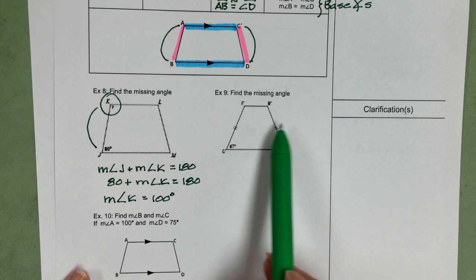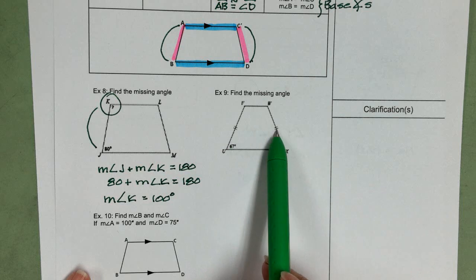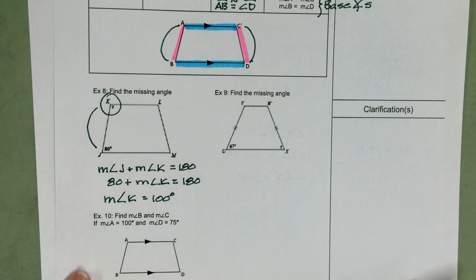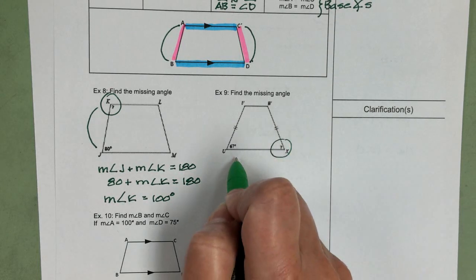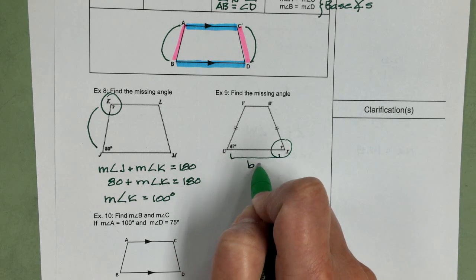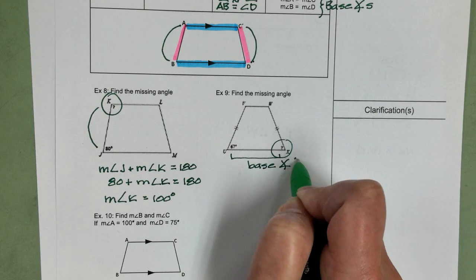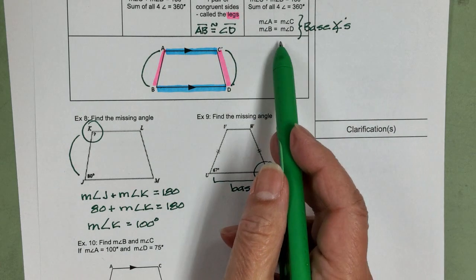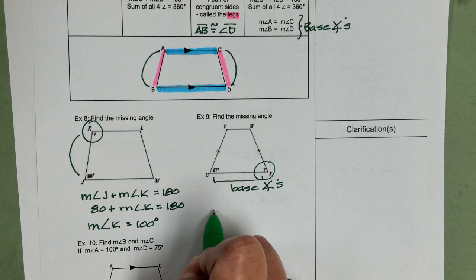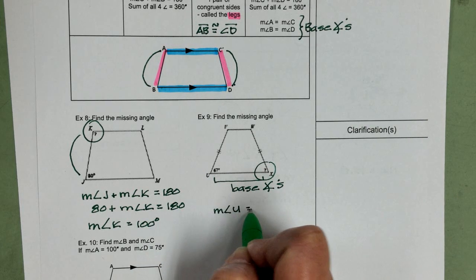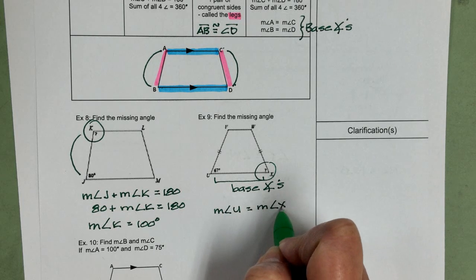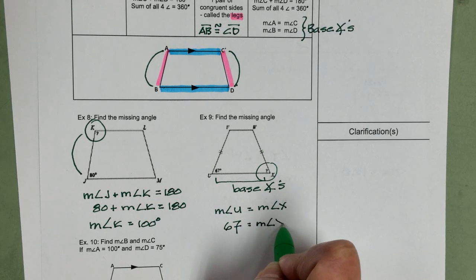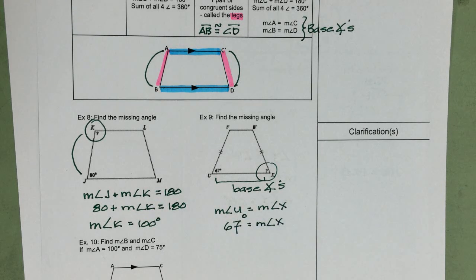Looking at example 9, because I have these two sides that are congruent, and this is a trapezoid, this is an isosceles trapezoid. And these are base angles. In an isosceles trapezoid, our base angles are equal. So the measure of angle U equals the measure of angle X. So that means angle X is 67 degrees.